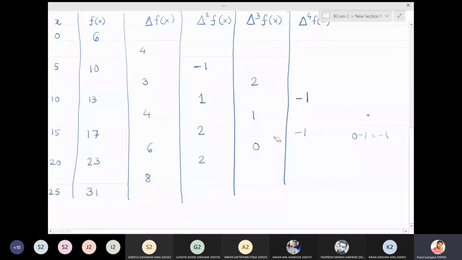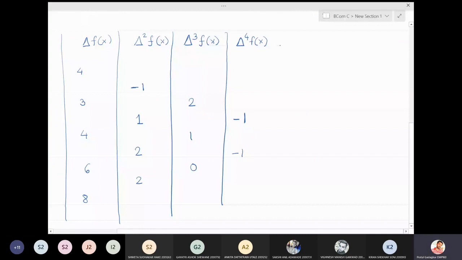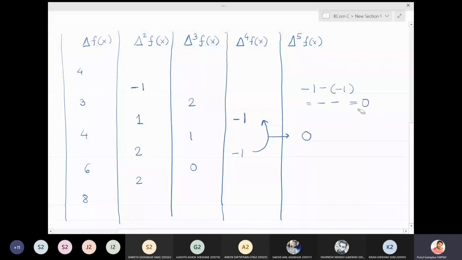So we'll get this. And what is the last one, which is delta raised to 5 fx? We have only two entries, minus 1 and minus 1. What is minus 1 minus of minus 1? Minus 1 plus 1. What is minus 1 plus 1? It is 0. So the last entry here comes to be 0. Now there is only a single entry left. So we have to stop with the forward difference table.